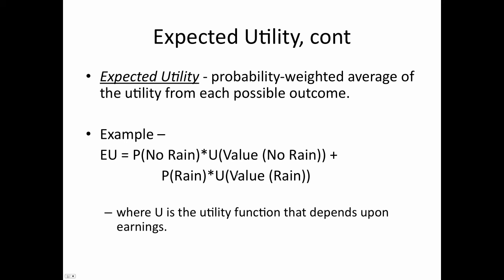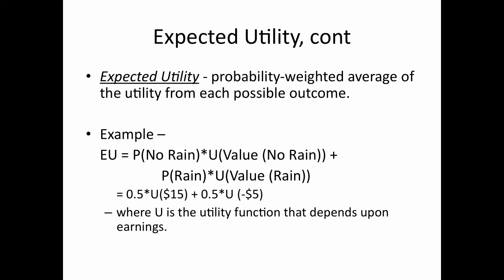If we substitute in some numbers, what you would see is that this expected utility calculation would be 1/2, or 0.5, that's the probability of rain, times the utility associated with the $15 I earn when there is no rain, plus 1/2 times the utility associated with the value that I receive when it does rain, and that's a loss of $5. And utility is a function. It's a mathematical expression, and it depends on earnings. And the shape of that utility function is very, very important when it comes to decision making with risk.